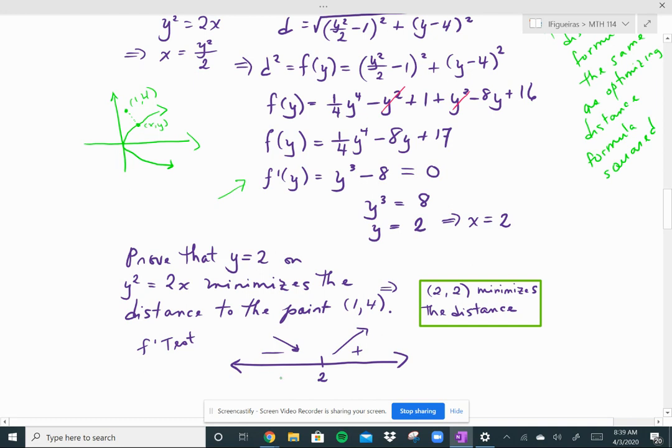So when the graph changes from negative to positive, that means that (2, 2) is the point on the graph that minimizes the distance. And by the way, if you look back at our picture here, it looks like my guess was fairly accurate. So it looks like that x, y that I labeled is just about (2, 2).